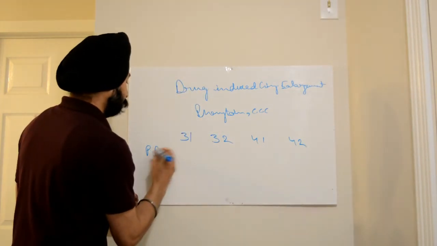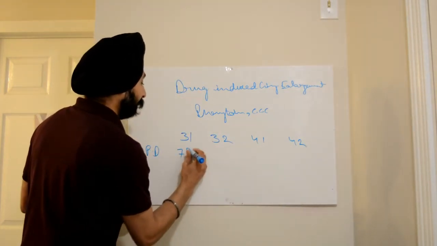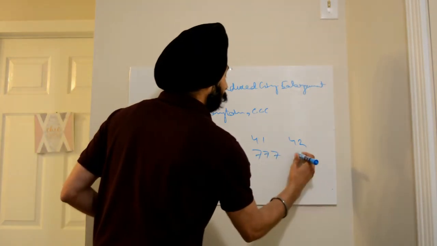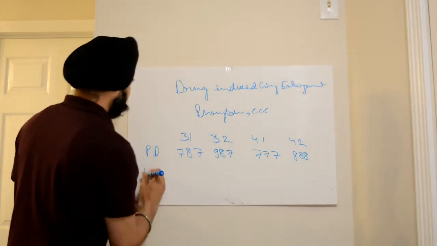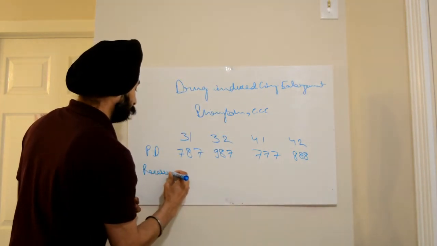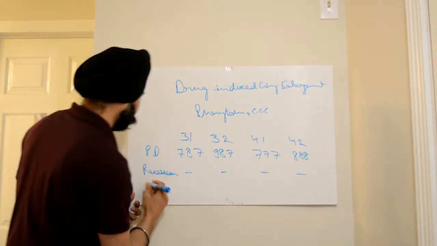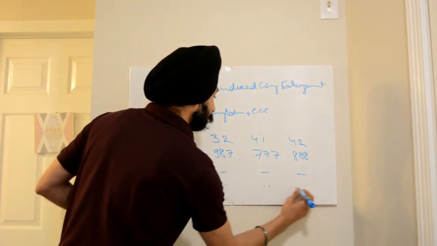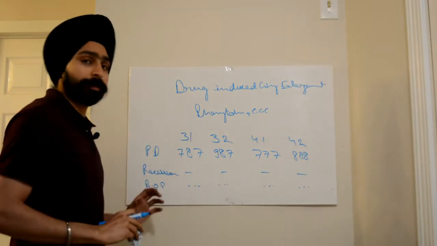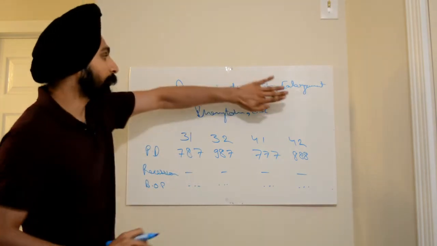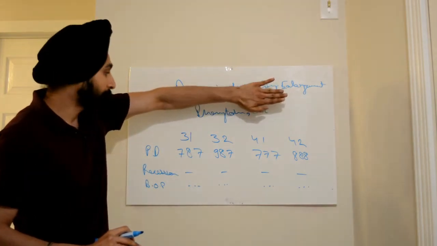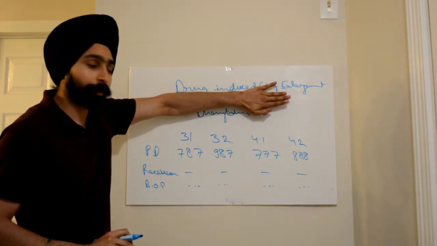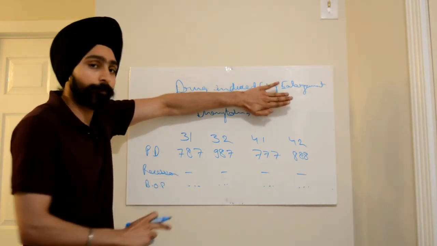Probing depth will be, let's say, 787, 987, 777, 888. Recession, zero recession. Bleeding on probing, it's present everywhere. Friends, if you just look at this perio chart and you don't look at the history, then this will be a case of generalized chronic periodontitis, because the pockets are very deep.